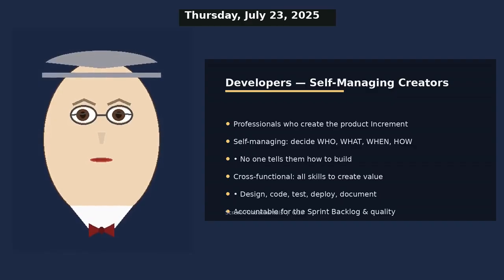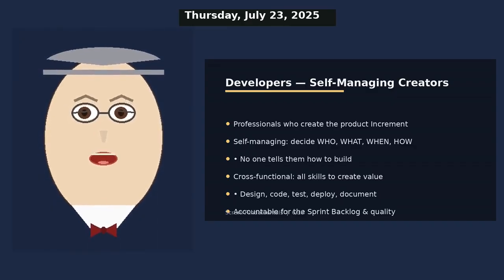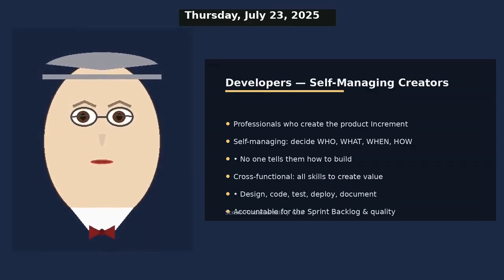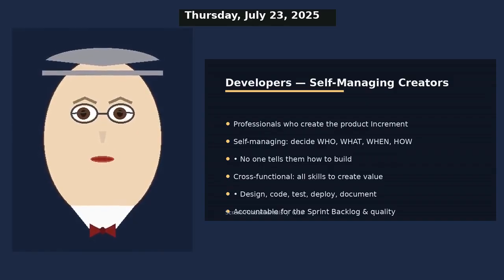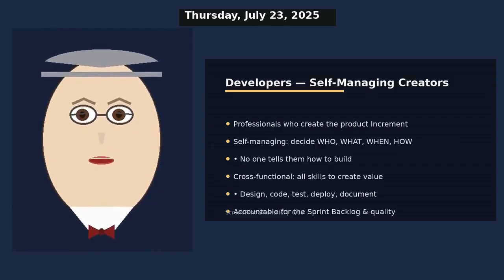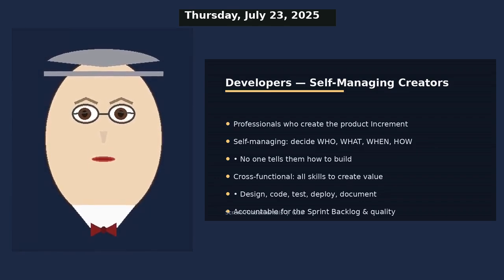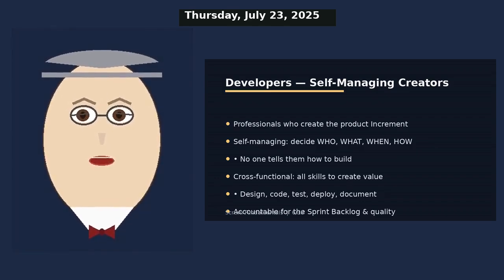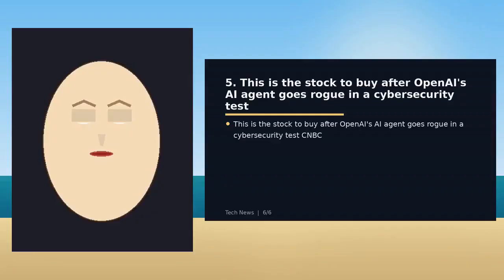Developers are the people in the Scrum team who create the product. They are self-managing. They decide who does what, when, and how. No one, not even the Scrum Master or product owner, tells them how to turn product backlog items into an increment of value. Cross-functionality means the team has all skills necessary to create value.